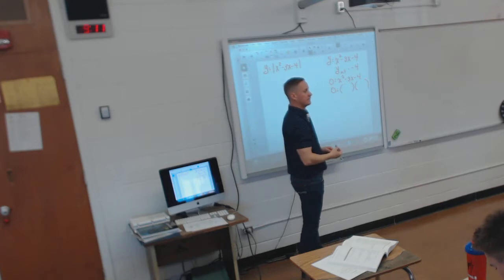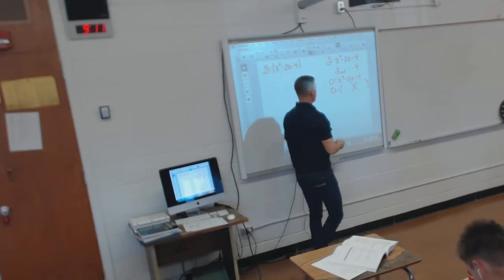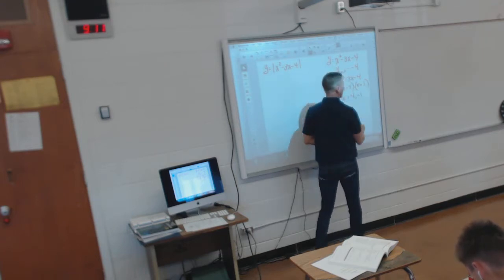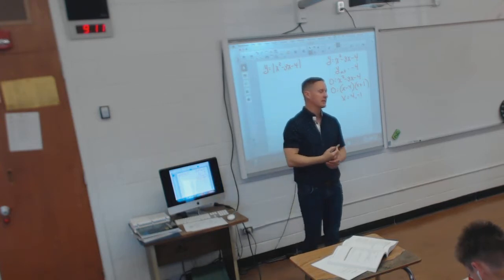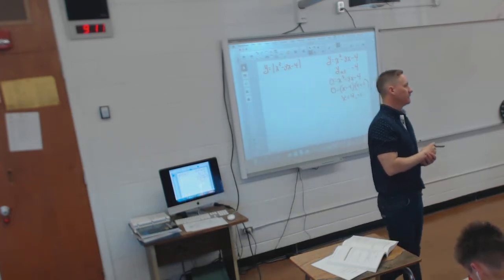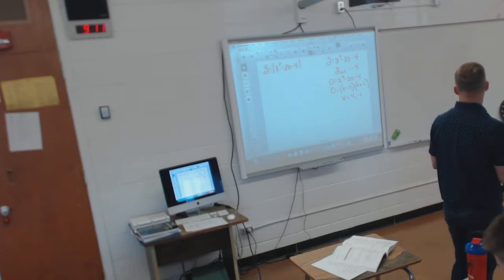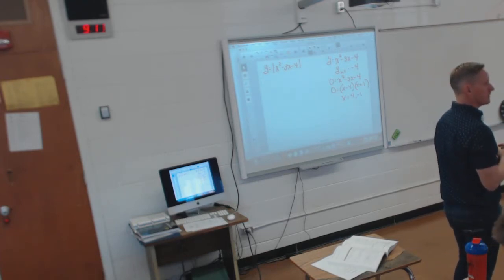Factor it. X and -4. X minus 4, x plus 1. X is equal to 4 and -1. Those are my x-intercepts. Agreed? Yeah? So I have my y-intercept and I have my x-intercepts.